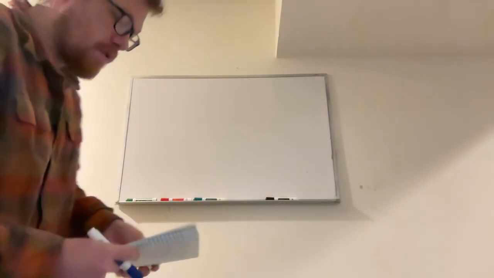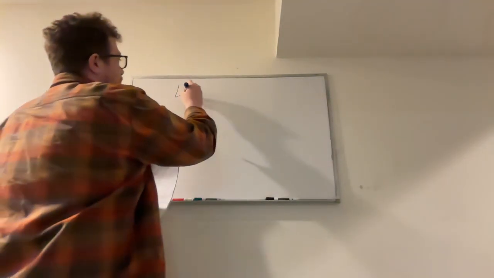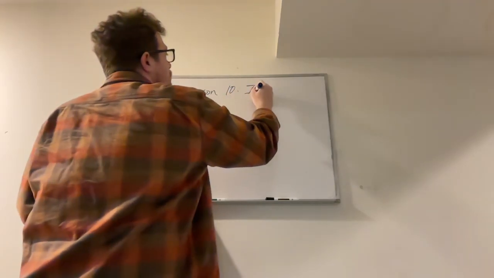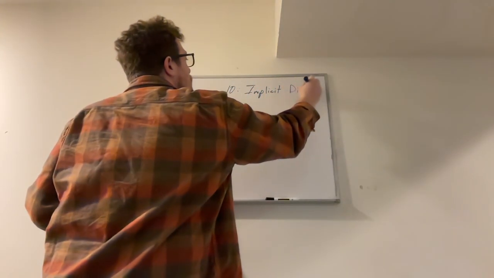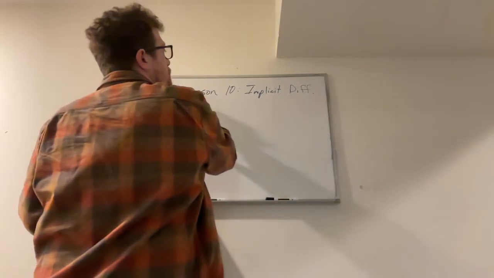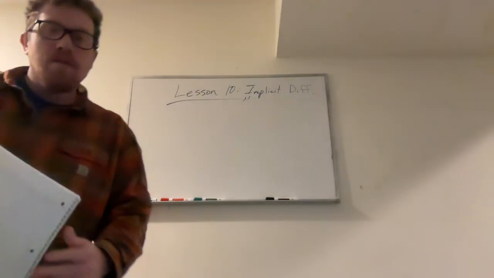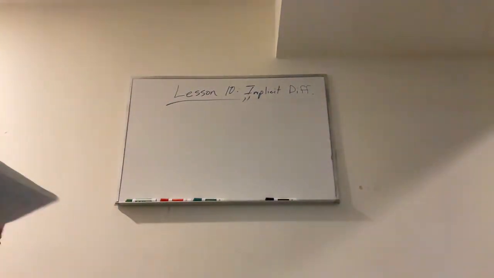Hopefully you can see the board well. So this will be lesson 10. Implicit differentiation. Hopefully you can see that. Maybe I'll switch to red. I think this is good.